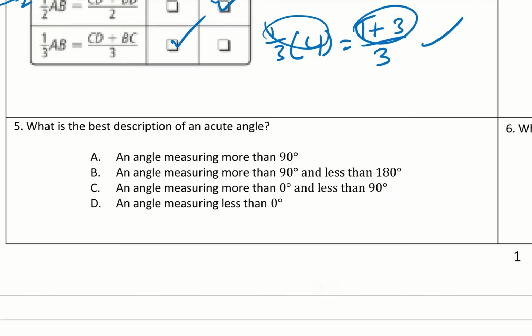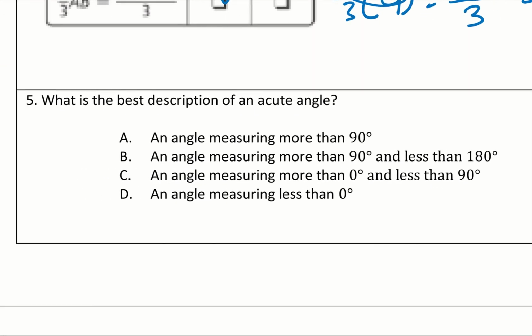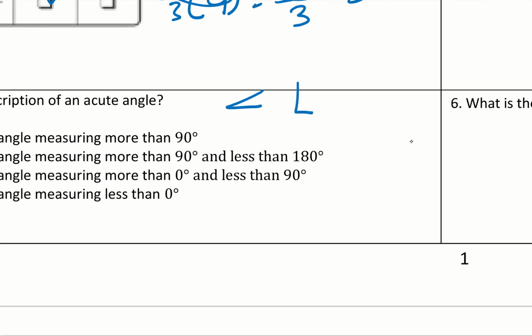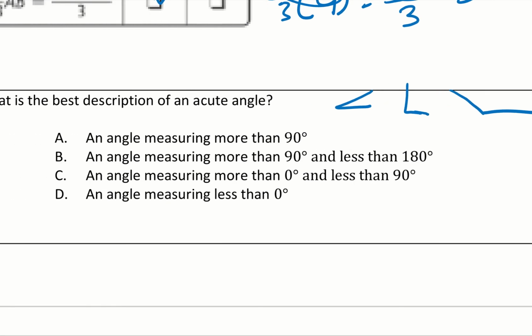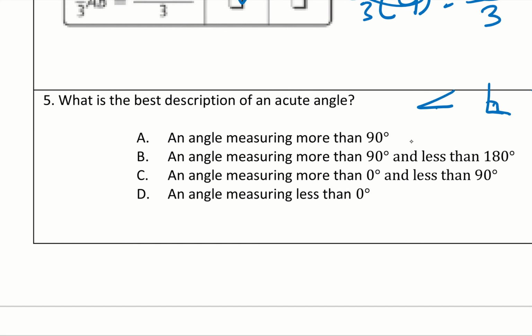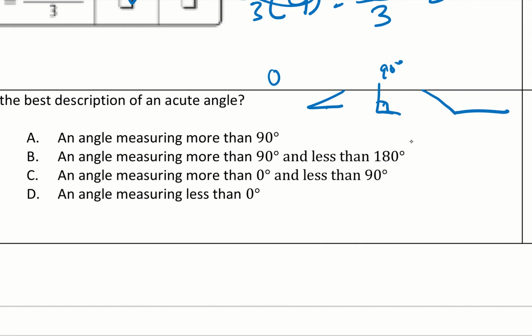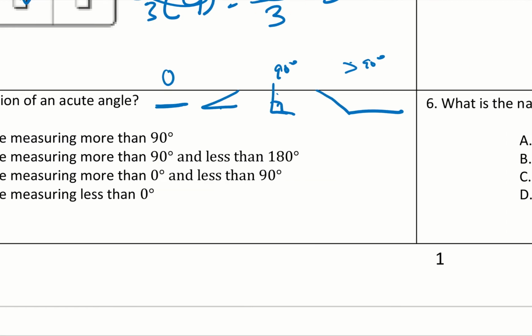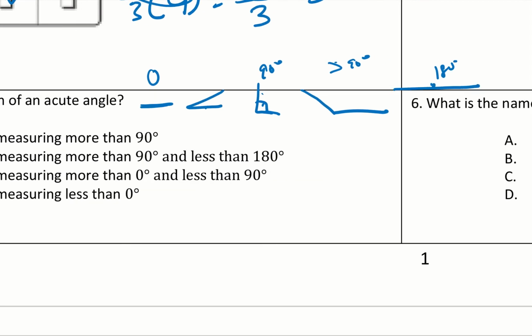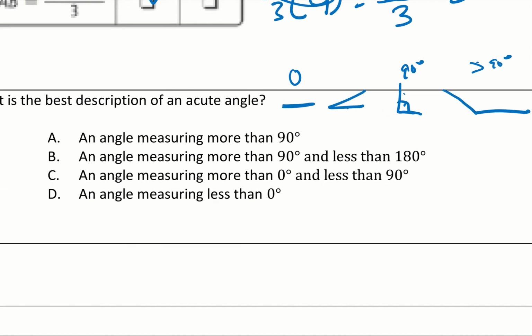All right, so number 5, what is the best description of an acute angle? So it's just a definition question. So this is acute, right? And then you have right angle, and then you have obtuse, right? And you have some other angles there, but these are the main ones. Acute is smaller than a right angle. So this is a right angle, which is 90. This is smaller than 90, but greater than 0. So it's between those two. And 0 is just flat, right? And then this is greater than 90, but less than 180, right? 180 would be a straight angle. So it's an angle that measures more than 0 but less than 90.